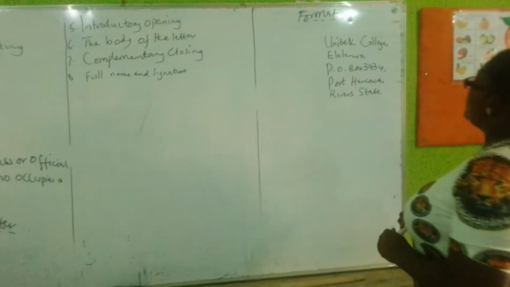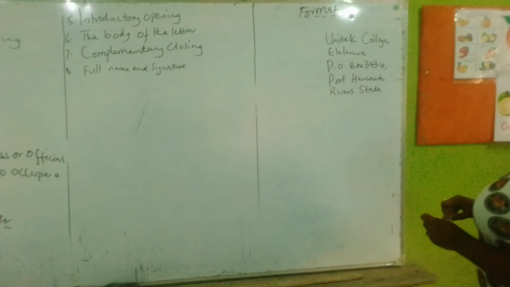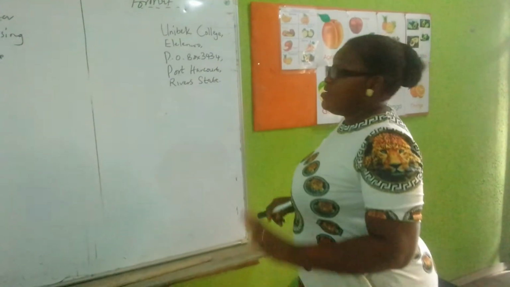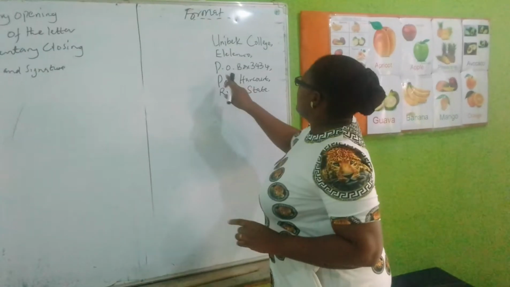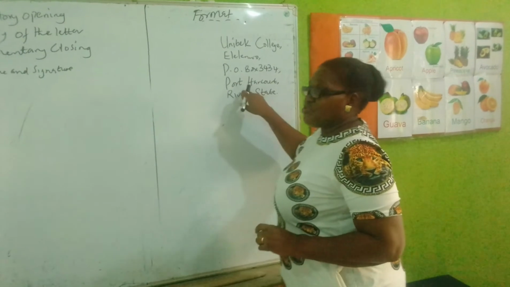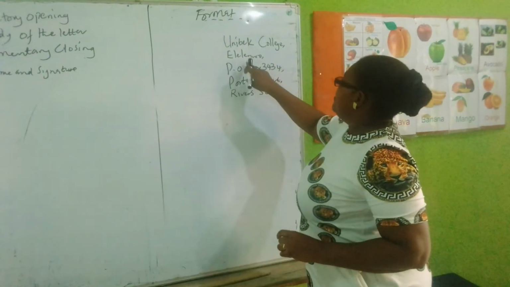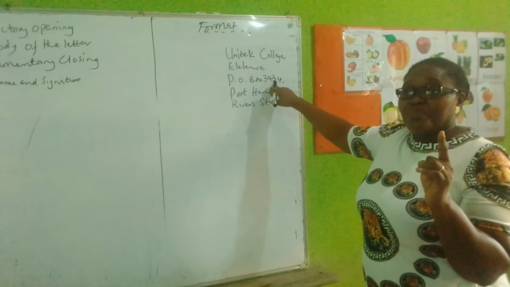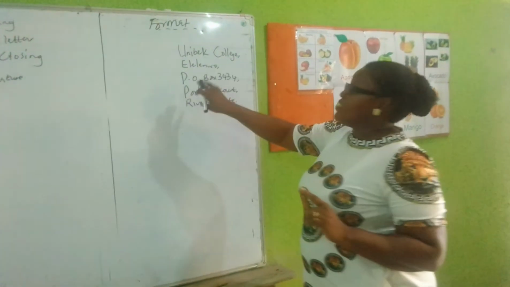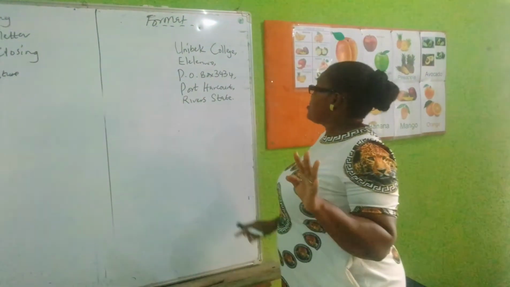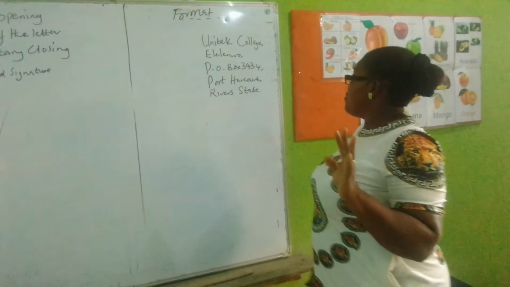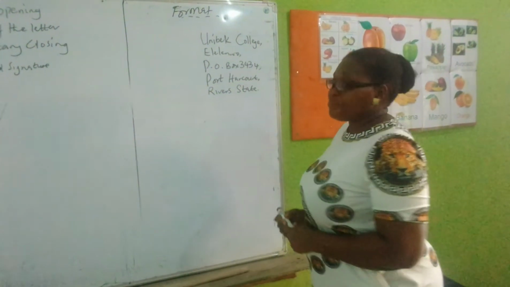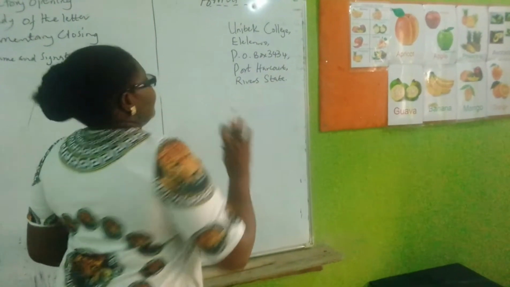Now, why did I choose to use this? Unibek College, 3434 Port Harcourt, Rivers State. I decided to use P.O. Box 3434 Port Harcourt instead of P.O. Box, bringing down Elelewo, because our post office box is in Port Harcourt, not in Elelewo. That is why I use Unibek College Elelewo. Then I wrote down the post office box, and then the town where the post office box is, and it is in Port Harcourt. It's not in Elelewo, Rivers State. Then that is the sender's address.